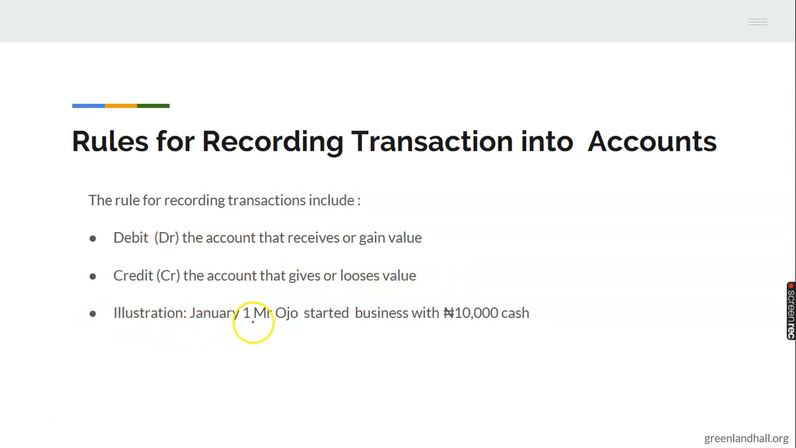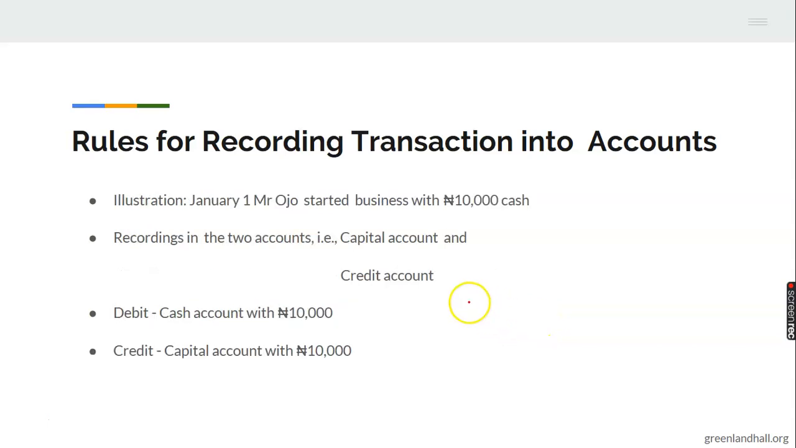Illustration. January 1, Mr. Ojo started business with 10,000 naira cash. So, what happens thereafter? To show this transaction in an account, the two accounts that will be involved are the capital account and the cash account.